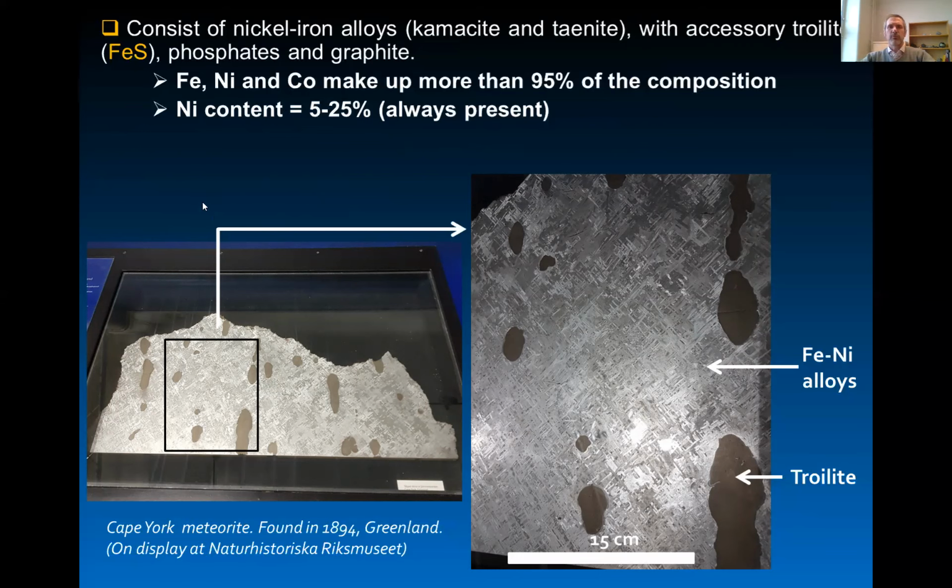So if we cut a piece of iron meteorite, this is what we see. You have the Cape York meteorite in the Swedish Museum of Natural History in Stockholm. In details, this is what you see. That's the iron-nickel alloys, and here you have troilite.